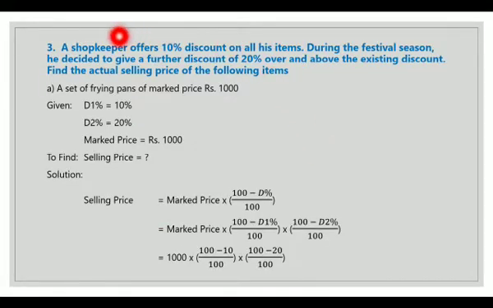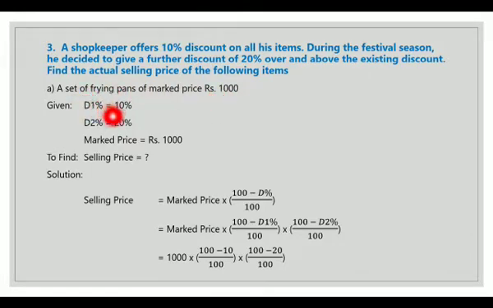The next sum: a shopkeeper offers 10% discount on all his items during the festival season. He decided to give a further discount of 20% over and above the existing discount. Find the actual selling price of the following items. The first item he buys is a set of frying pans of marked price rupees 1000.